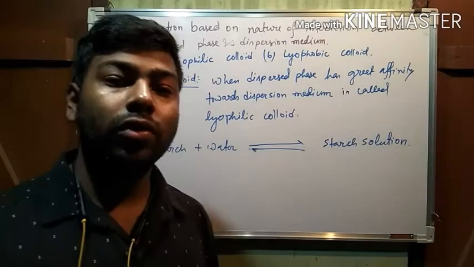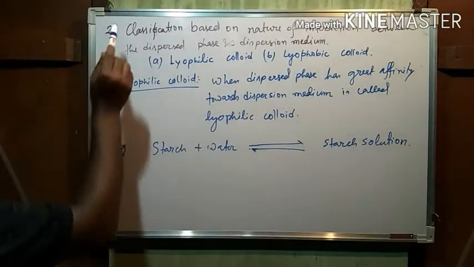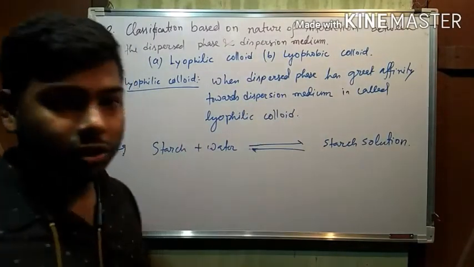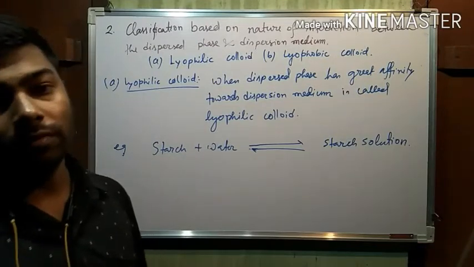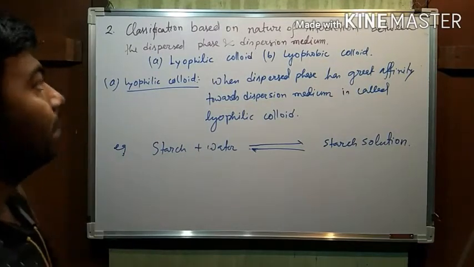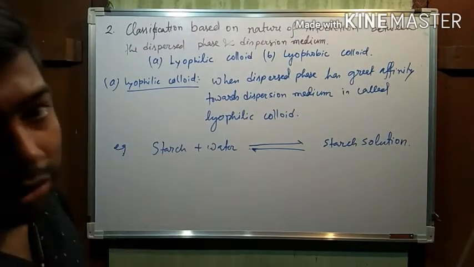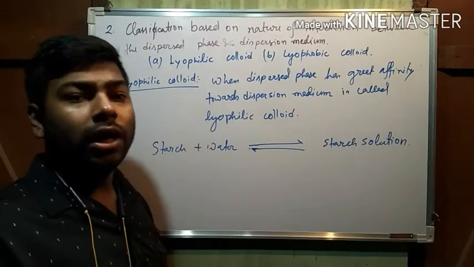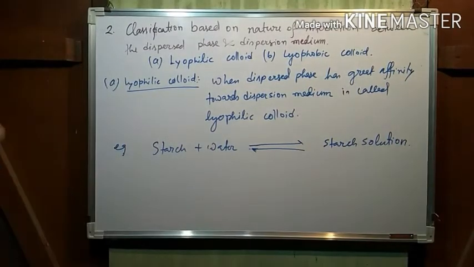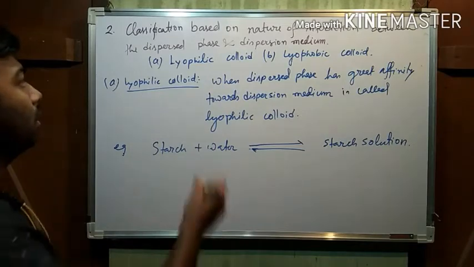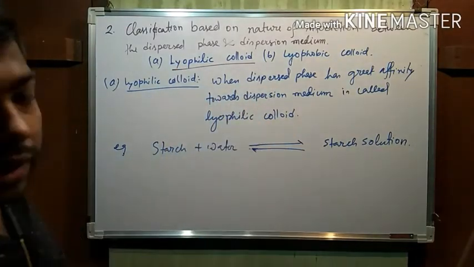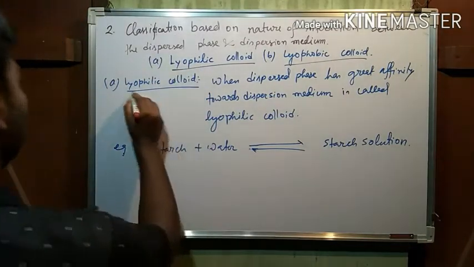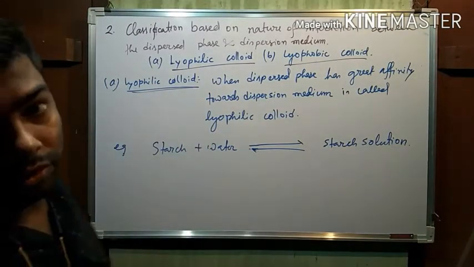Hello students, today we are going to discuss the second classification of colloids, which is based on the nature of interactions between the dispersed phase and dispersion medium. Depending upon these interactions, colloids are classified into two types. First one is the lyophilic colloid, another is lyophobic. First, the lyophilic colloid. Now, what is a lyophilic colloid?